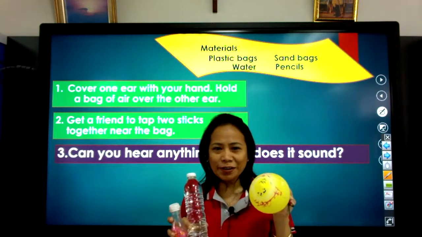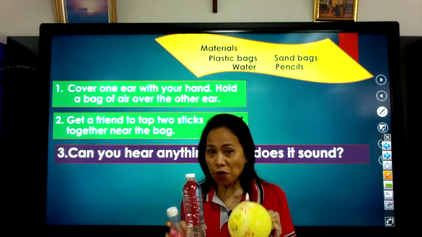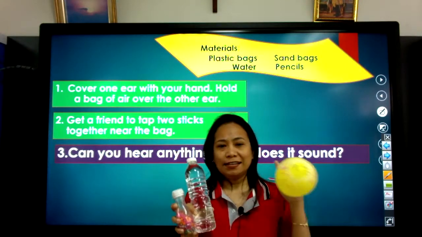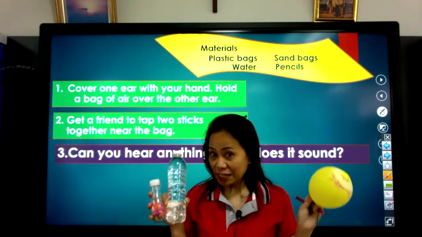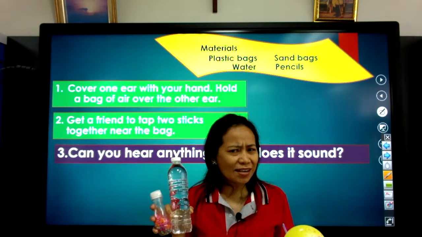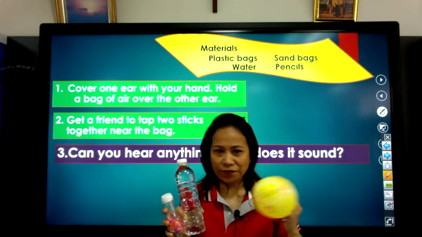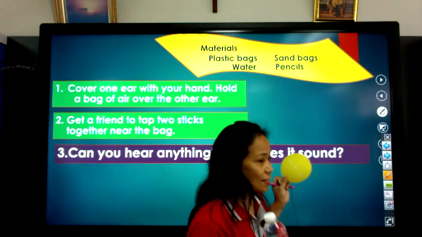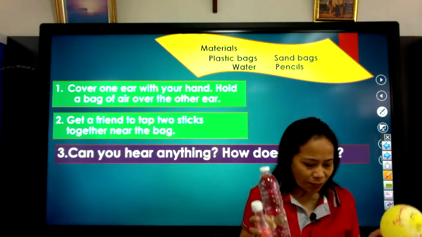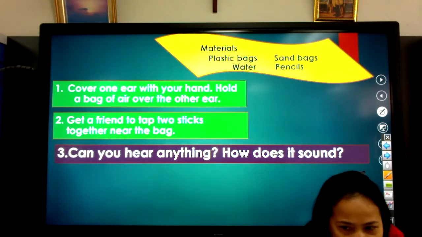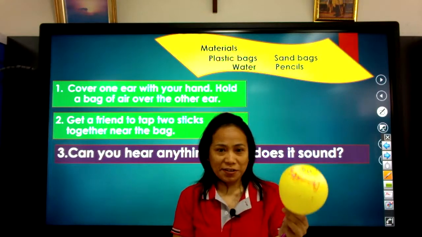Okay, so remember the question here is: does sound travel in solid, liquid, and gas? If it travels, if your answer is yes, how fast? Is it slow or fast, or very fast? So in this activity, you will be able to answer the following questions. Okay, let's do the activity. So may I request Master Dick to come here because I can't do it alone, right?